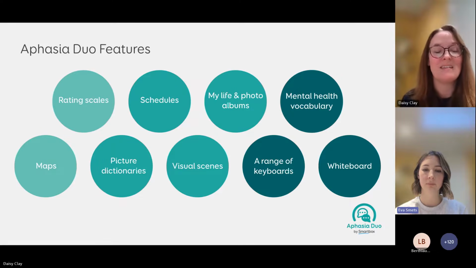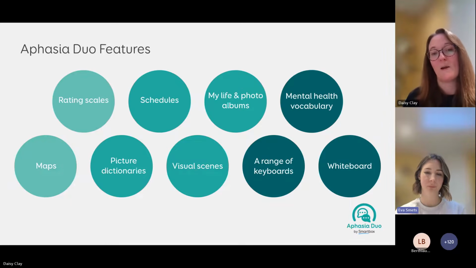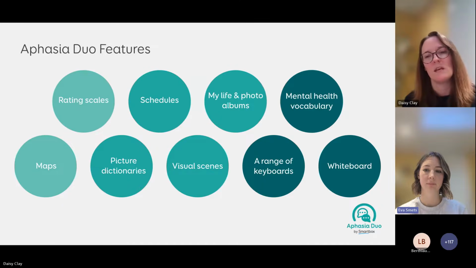We've got visual scenes, so there's so much research into visual scenes for people with aphasia, so we really know those do support conversations. And in Aphasia Duo, we have got such a comprehensive range of visual scenes, not just for getting your needs met, but having conversations around those daily activities, but also being able to talk about things that you were passionate about before you had your stroke or developed aphasia. So you can talk about what's important and motivating as well using those visual scenes.